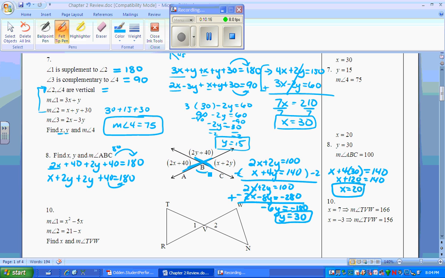Well, ABC, this angle is congruent to this angle. They're the same. They're vertical angles. So we can then plug it back into here, and we can say 2y, and y is 30, plus 40. So this is 60, 60 plus 40. That means the measure of ABC is equal to 100.